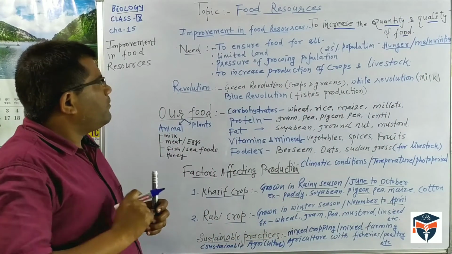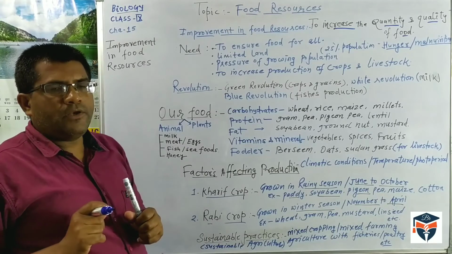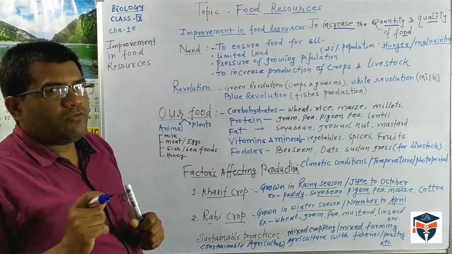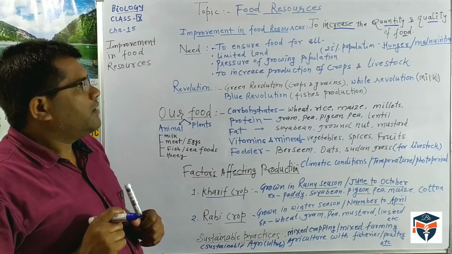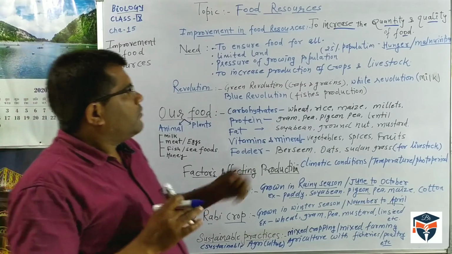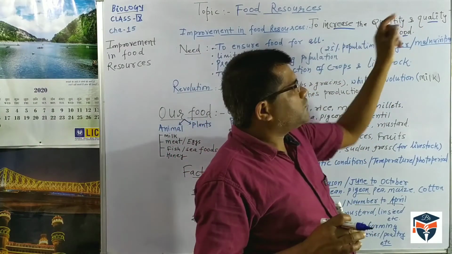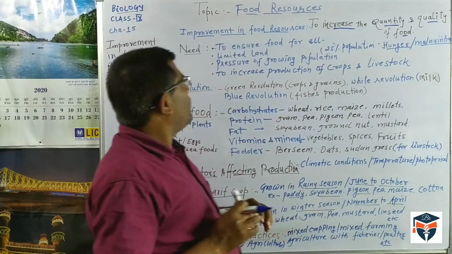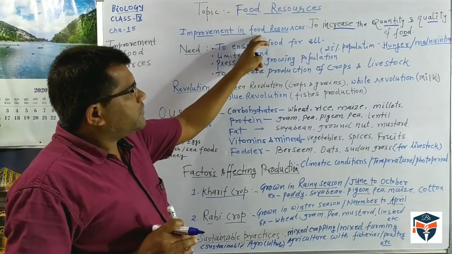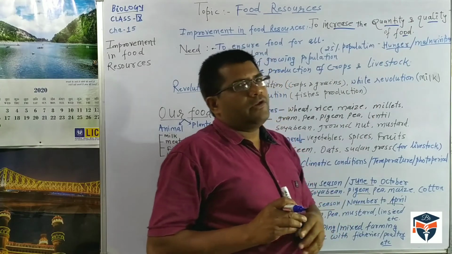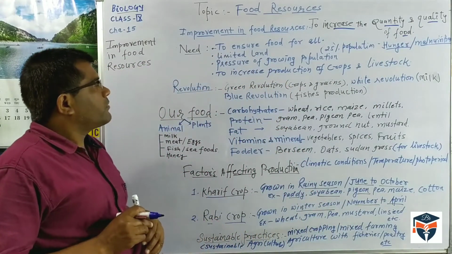Improvement in food resources means we have to develop such crop varieties. We have to develop such livestock which give us more production, and this production should be quantitative. So overall, improvement in food resources is to increase the quantity and quality of the food.